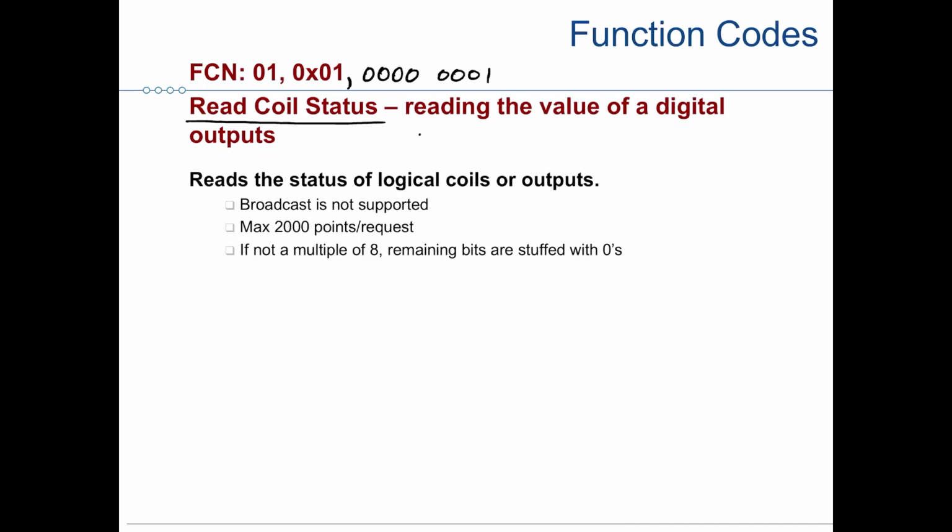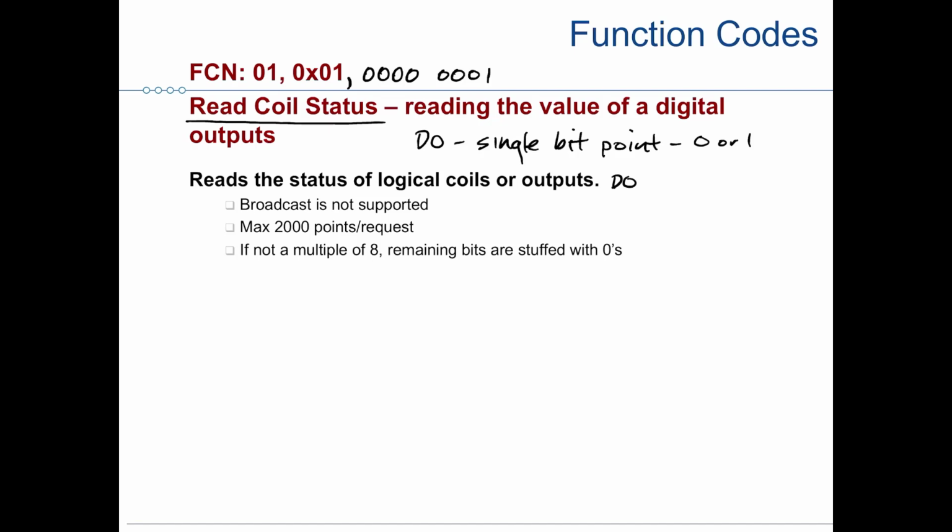And a DO is a single bit point whose status is simply 0 or 1. It's either a binary 1 or a binary 0. So it reads the status of a logical coil or output or DO.